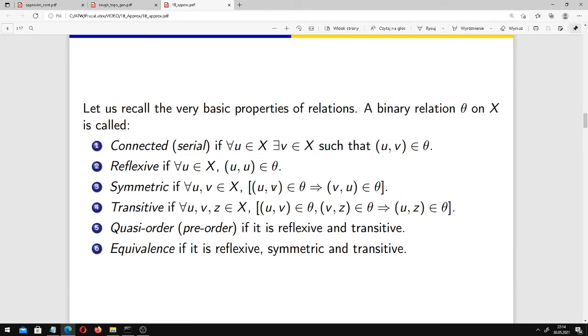Now let us recall the basic properties of binary relations. We assume that they are well known: connectedness, reflexivity, symmetry, transitivity. Moreover, we have these two notions: quasi-order or pre-order, which means that our relation is reflexive and transitive, and equivalence: reflexivity, symmetry, and transitivity.